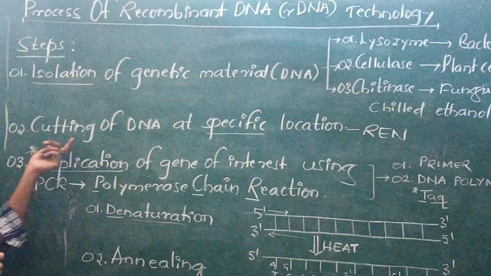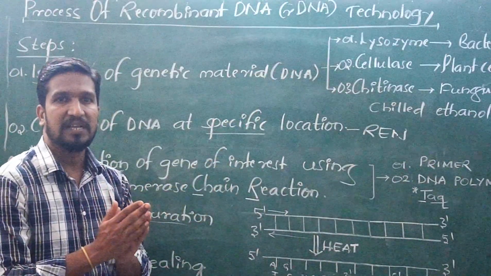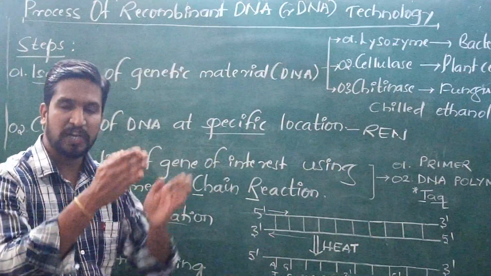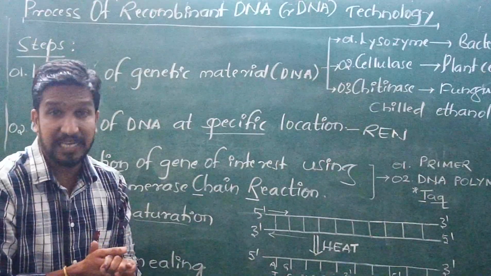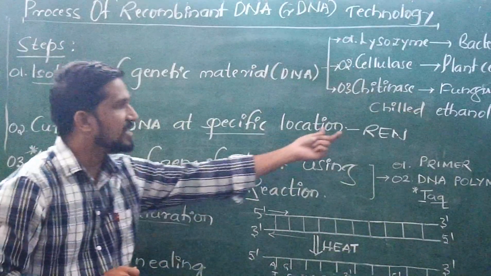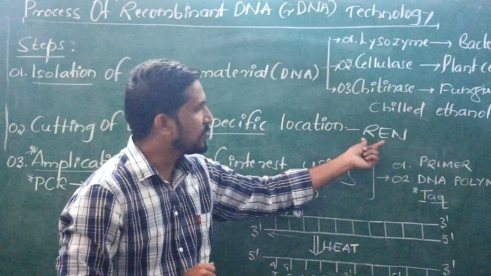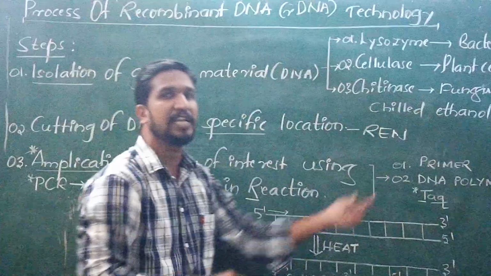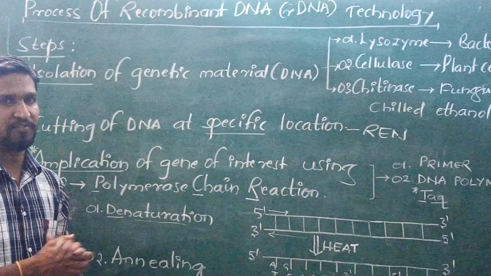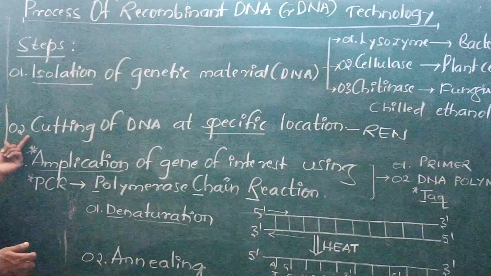The second step is cutting of DNA at a specific location. When we get the DNA in fragment form containing a gene, that gene is cut at a particular sequence called a palindromic sequence, using a tool called REN, nothing but restriction endonuclease enzyme. After adding restriction endonuclease enzyme to this DNA, it cuts at a particular palindromic sequence. So we will get the desired gene. That is the process here, right?